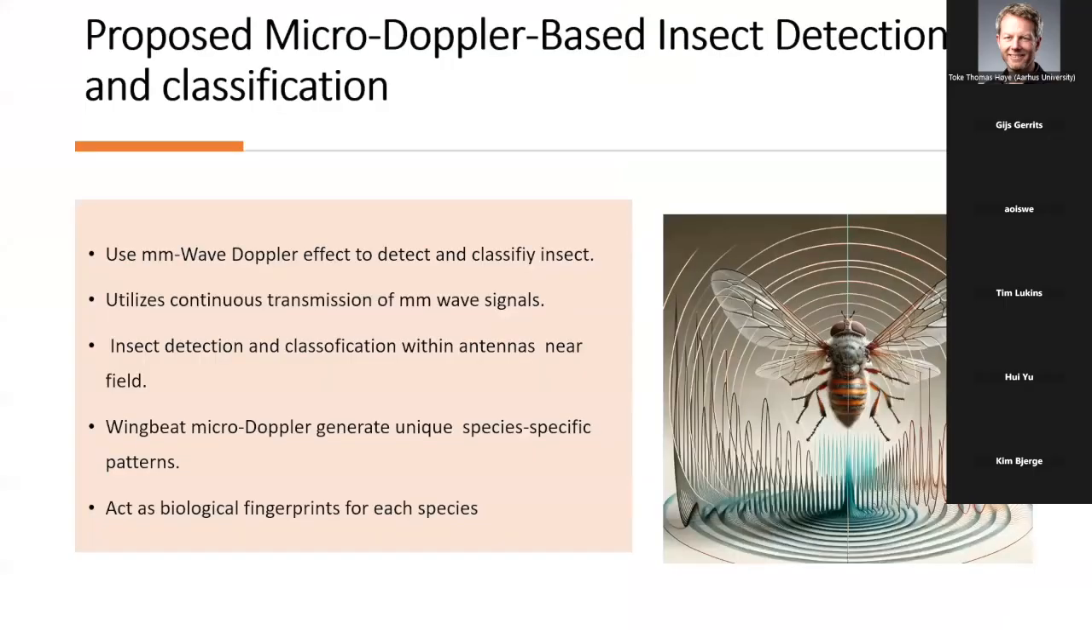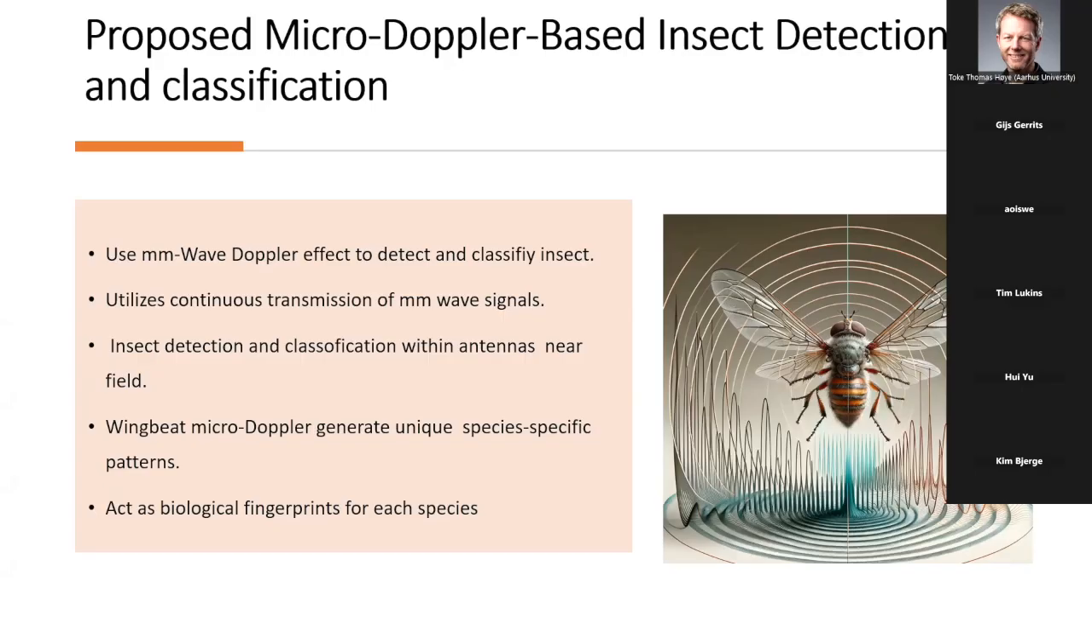So in order to identify and classify the insect, here we exploit the micro-Doppler effect due to the wing flapping. You might all be aware of the Doppler effect. If a target is moving, then the reflected signal will have some frequency shift compared to the transmitted signal because of its translational motion. If the target has some additional motion, such as wing flapping, it will cause a micro-Doppler effect.